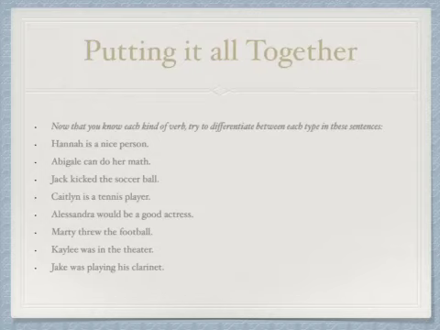In the sentence, Hannah is a nice person. The verb is is. Is a linking verb because it is a form of be. It also explains more about the subject, Hannah, saying that she is a nice person. In the sentence, Abigail can do her math. Can is a helping verb, and do is the main verb. Can and do together make up the verb phrase.